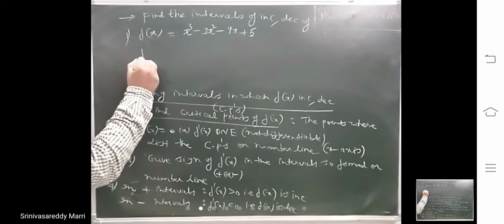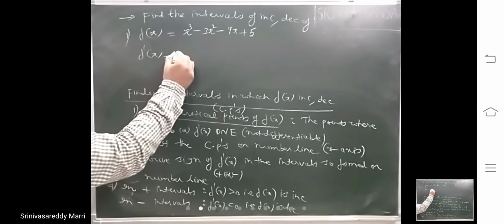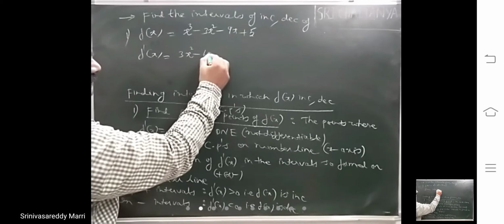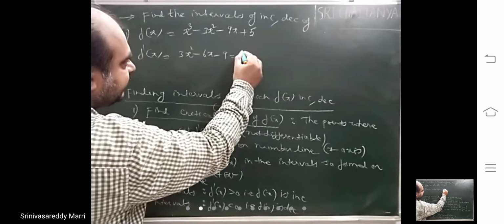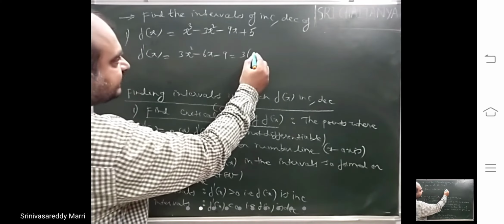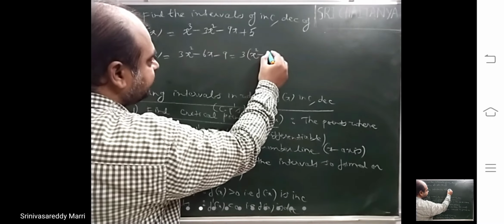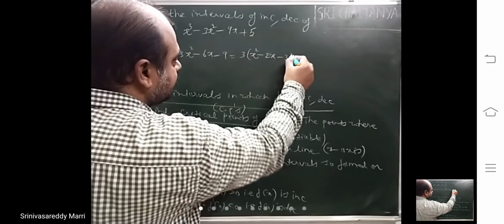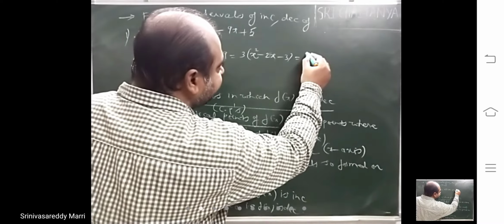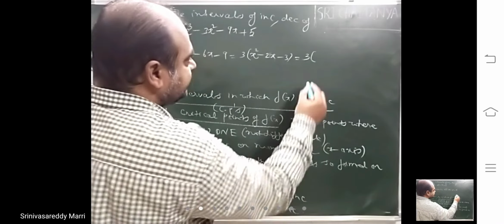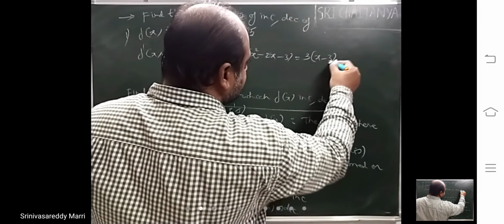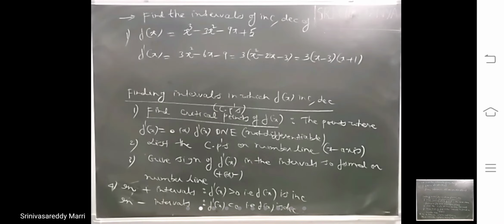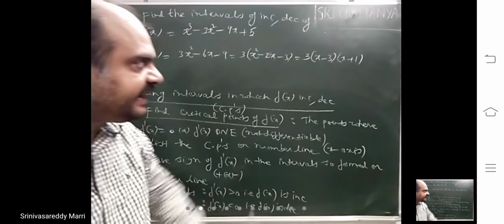First step is the derivative. Find the derivative: 3x square minus 6x minus 9. Always write this in the factorized form such that it will be convenient. Always keep it in the factorized form, as simplified as possible: 3 into (x minus 3) into (x plus 1).